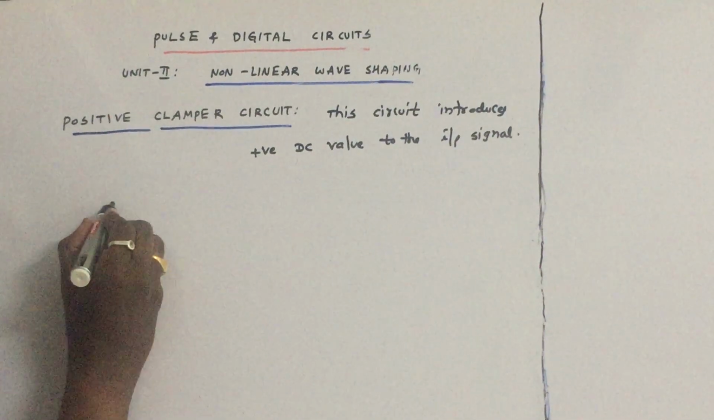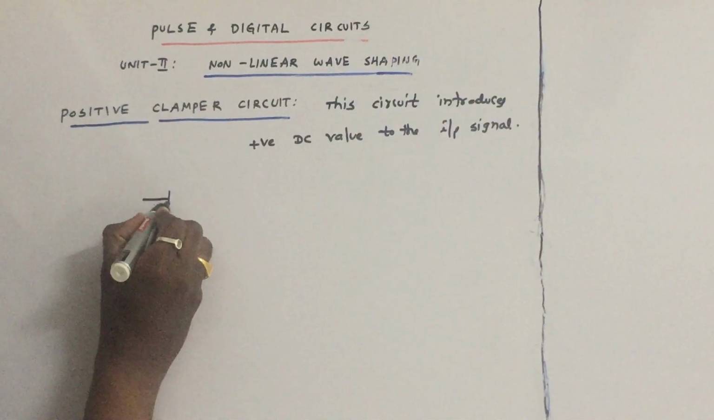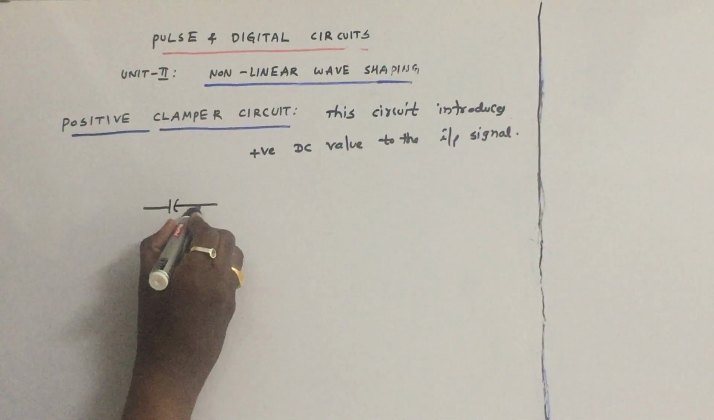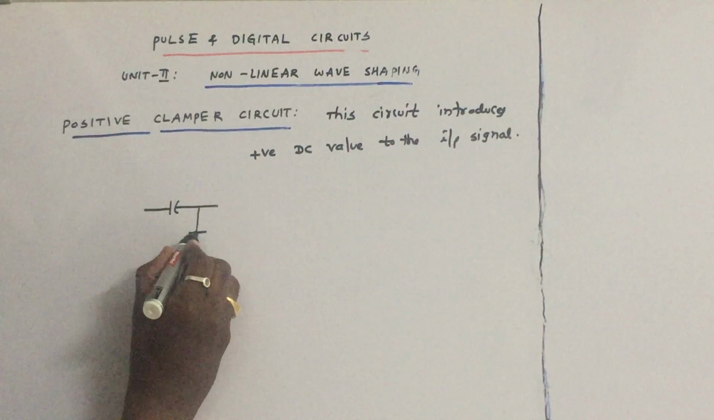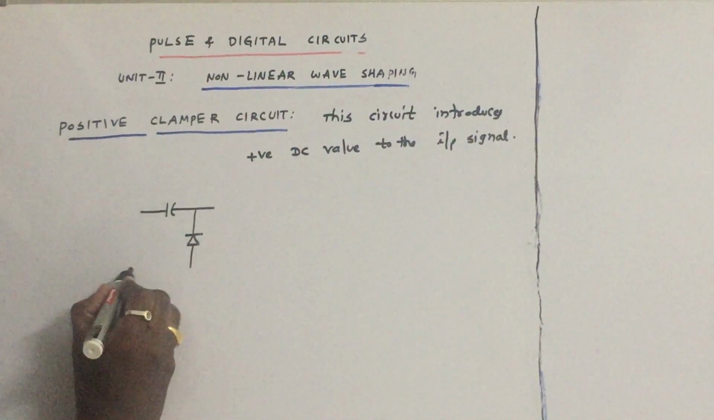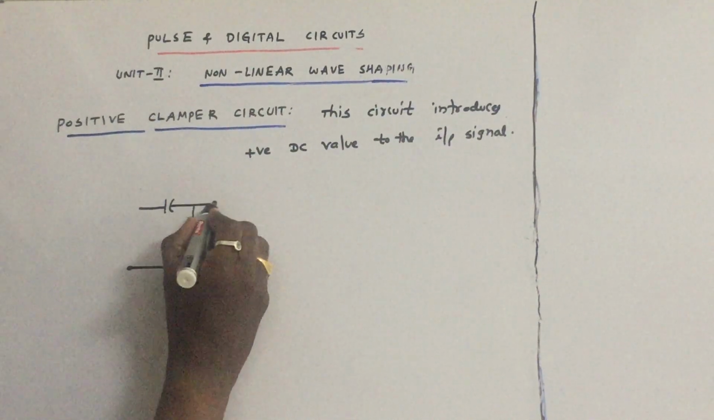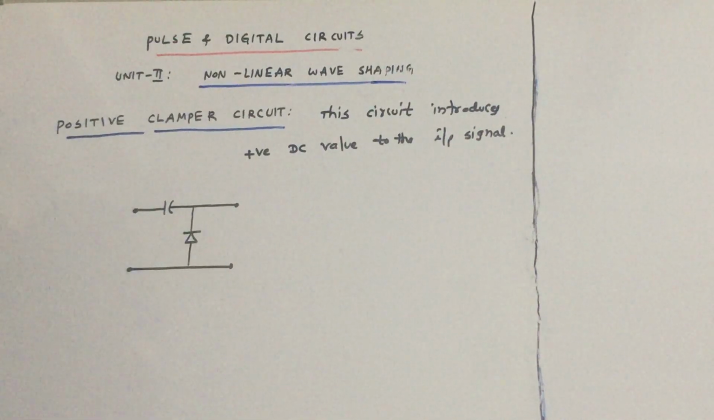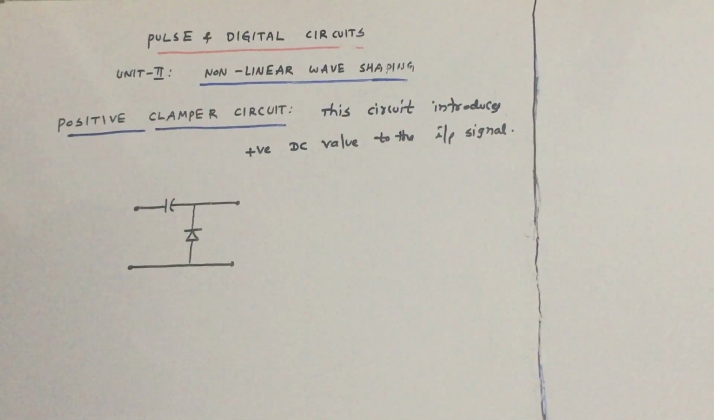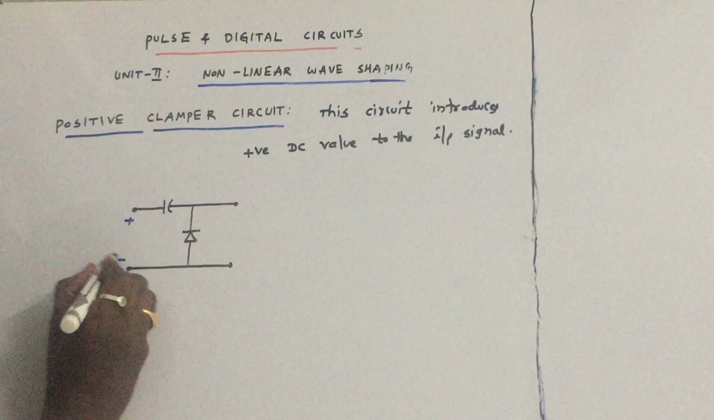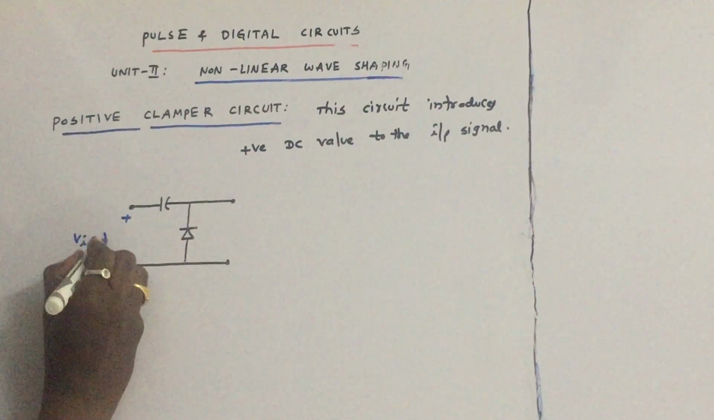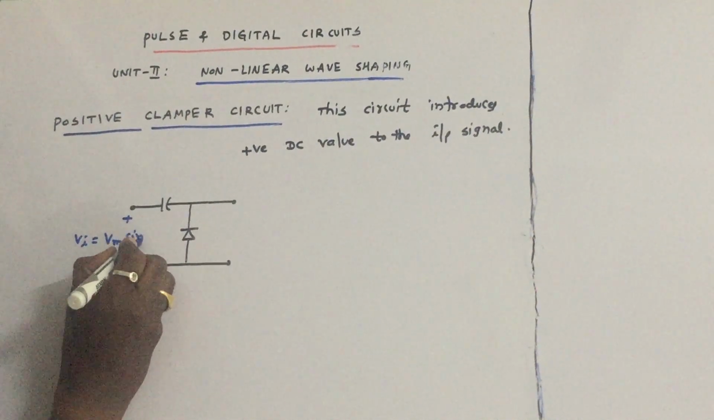So the circuit is very simple. Take one capacitor, because it consists of only two elements. Just reverse the diode of the previous circuit, and it will become a positive clamper. For this circuit, what input are we giving? The input we are giving is Vi equal to Vm sin omega t.